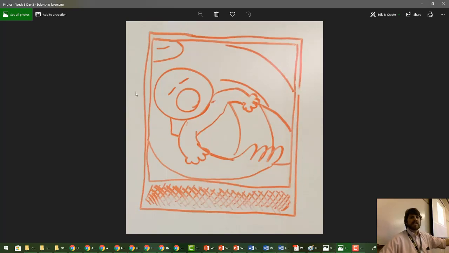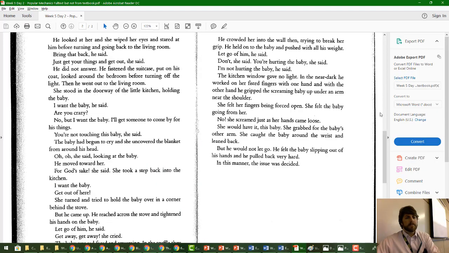So, let's say this is the picture of the baby and we rethink the story. It's just a picture of a baby, okay? Without even thinking about why yet. We'll just start looking at the picture. So it says, and I'll just flip it over every time I say picture. Bring that back, picture. Get your things, get out. Did not answer. He went to the living room.